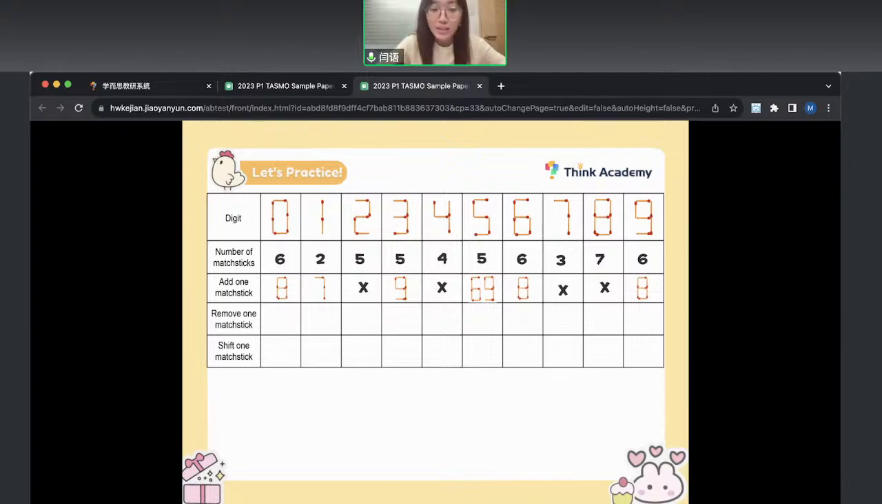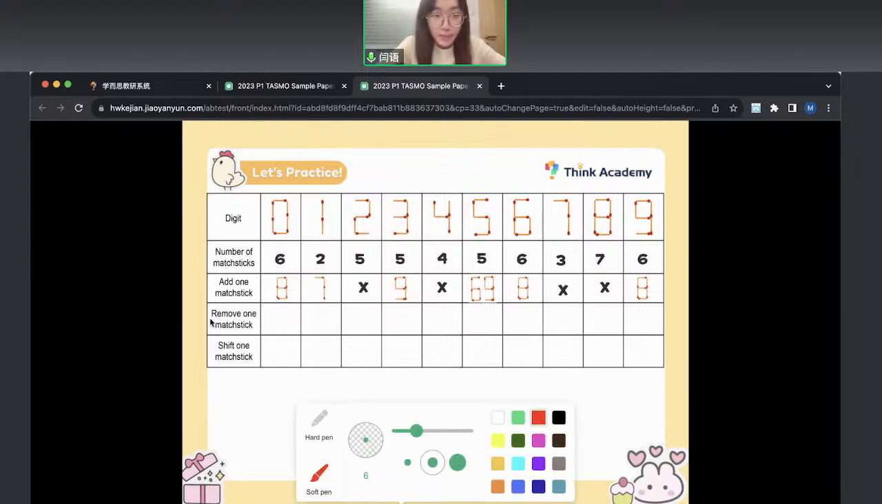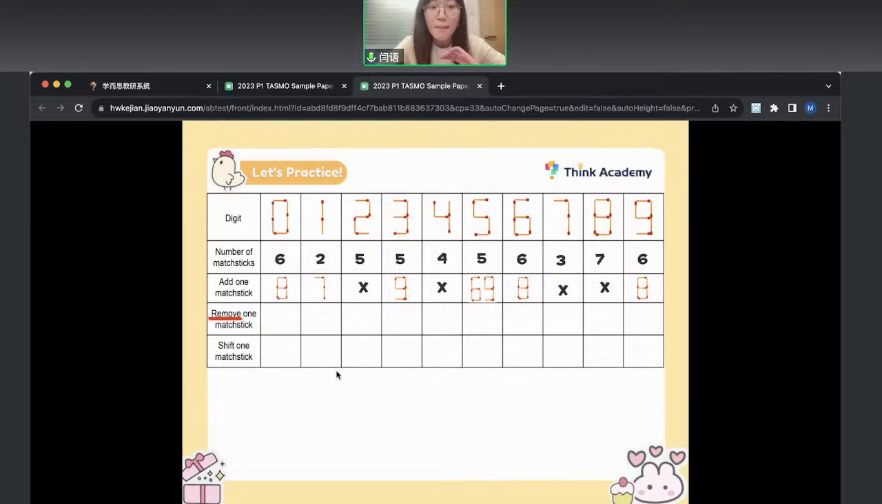And next one, also very important, it is about removing one matchstick. Okay, you try to cancel one, you try to take away one. Okay, think about it. Again, we start from 0. For digit 0, if I want to remove one matchstick, what new digit can we get? It is about removing. Yes, correct. Nothing. And what about 1?